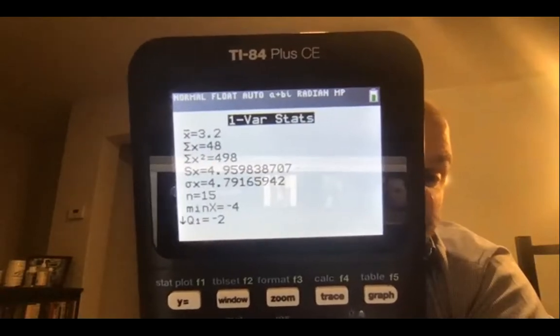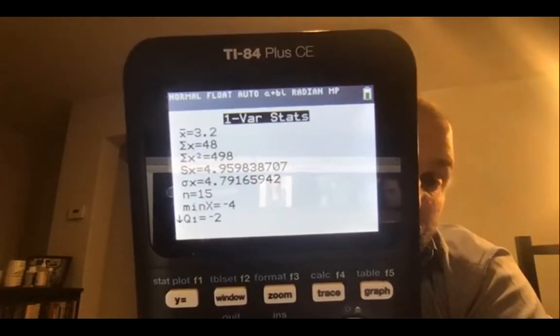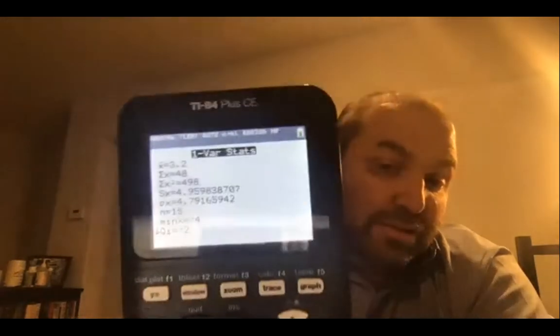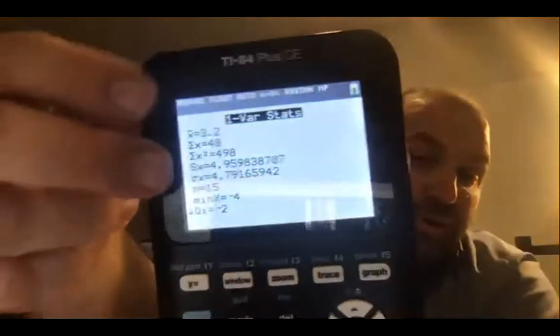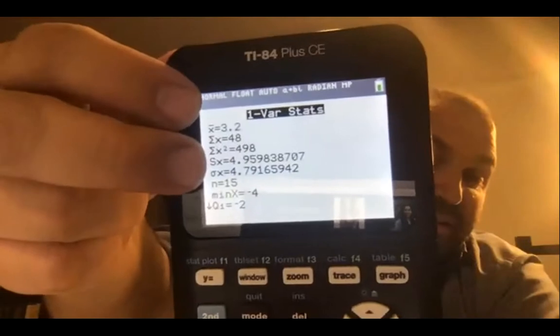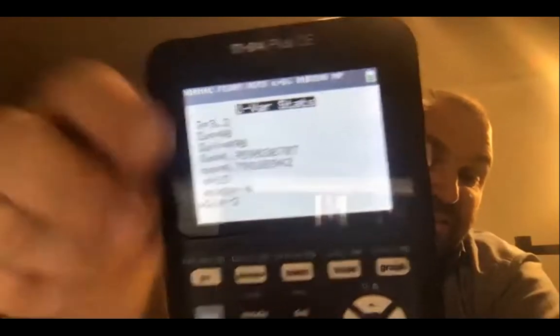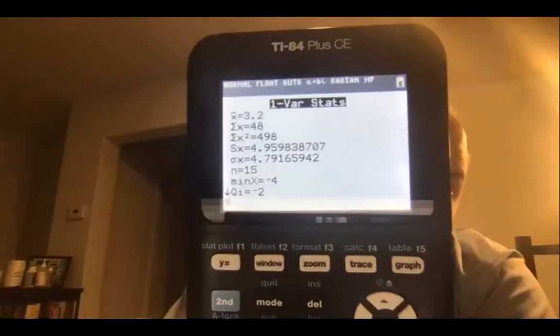For example, you get X bar, 3.5. You also get this one right here. The fourth row is Sx. Sx is the sample standard deviation.